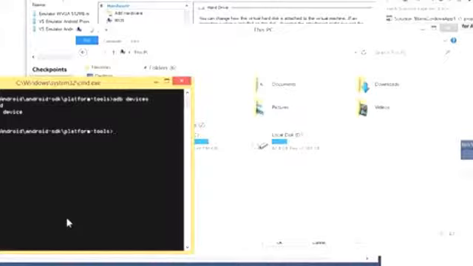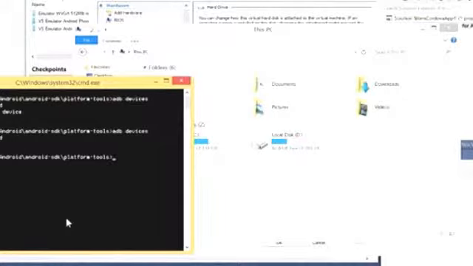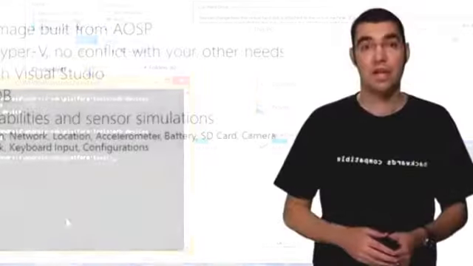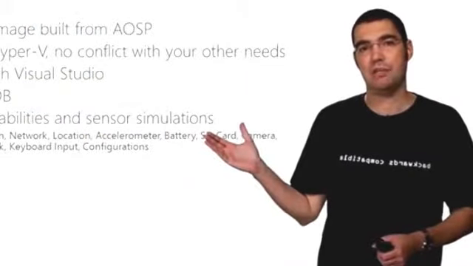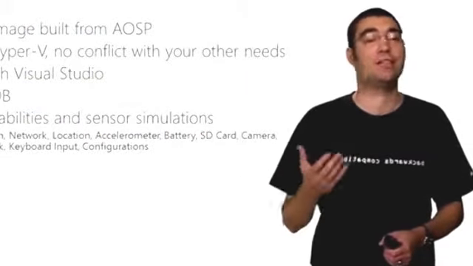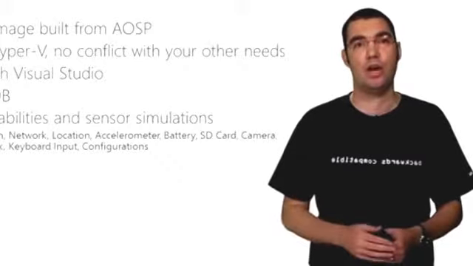And before we go back to the slides, obviously now that the emulator is not running, if I run ADB devices again, it says the list of devices attached are none. So with that, we'll go back to the slide and summarize. So in summary, as you can read on the last bullet, those are some of the capabilities and sensor simulations that I've shown you earlier in the demo.